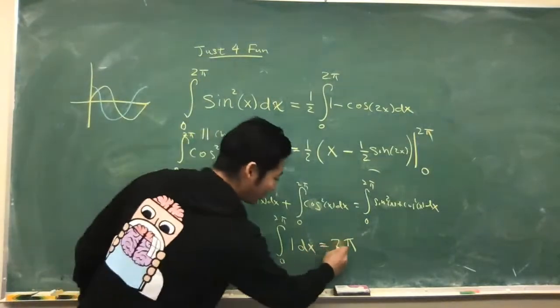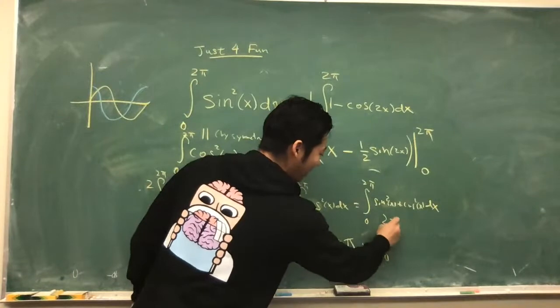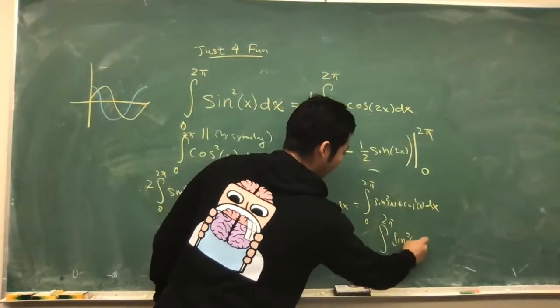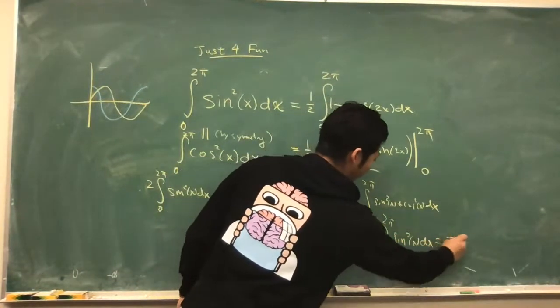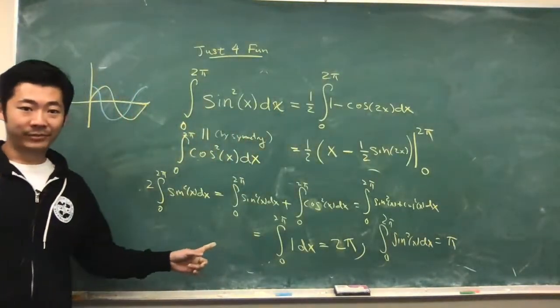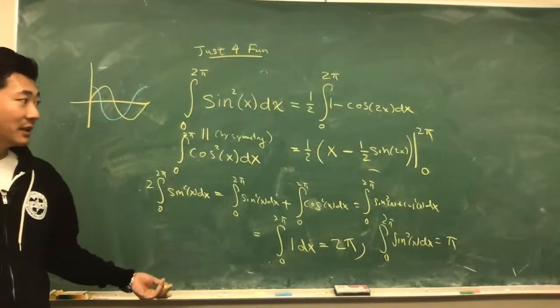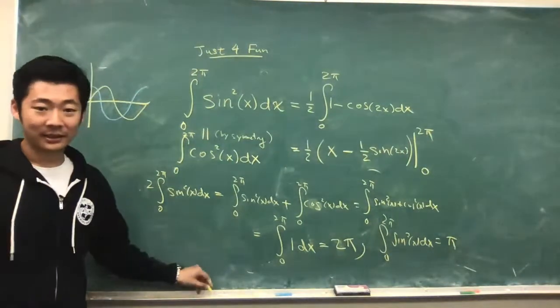Let me just write it in a separate line. So therefore, the integral from 0 to 2 pi of sine squared is pi. Okay. So integrals are kind of fun because if you see a trick to do it, then they're really easy.